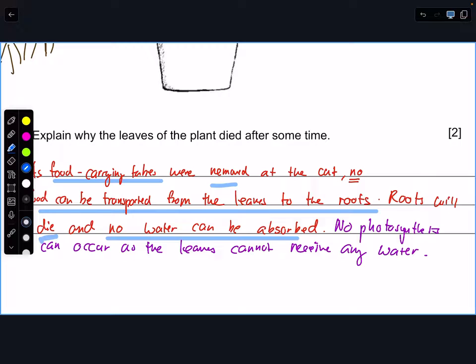So because roots die, water cannot be absorbed, and so no photosynthesis can occur, as leaves cannot receive any water. A lot of you actually phrase it as no water can reach the leaves, or there is no water for the leaves to photosynthesize. I want you to break this point into 2 separate points, and I want you to focus on saying that no photosynthesis can occur, because there is no water. Don't tell me things like the leaves have no water for photosynthesis, but maybe they have other things. I don't want it to be presumptive like that.